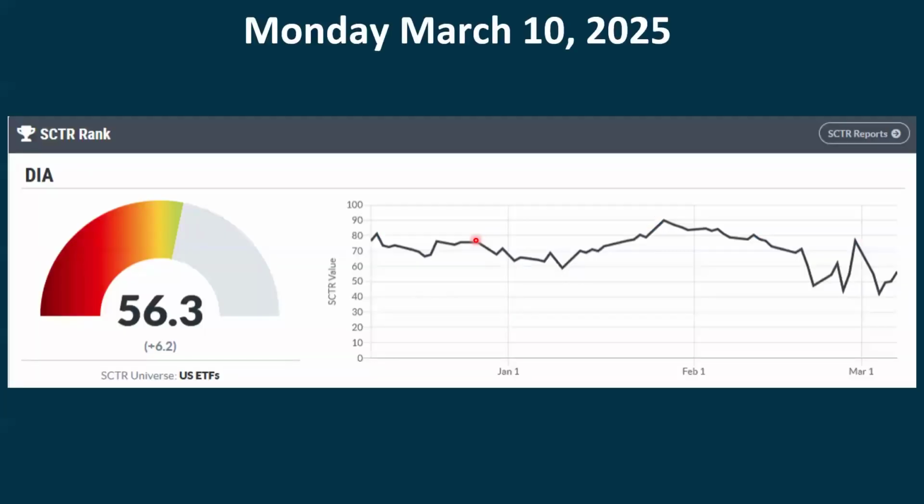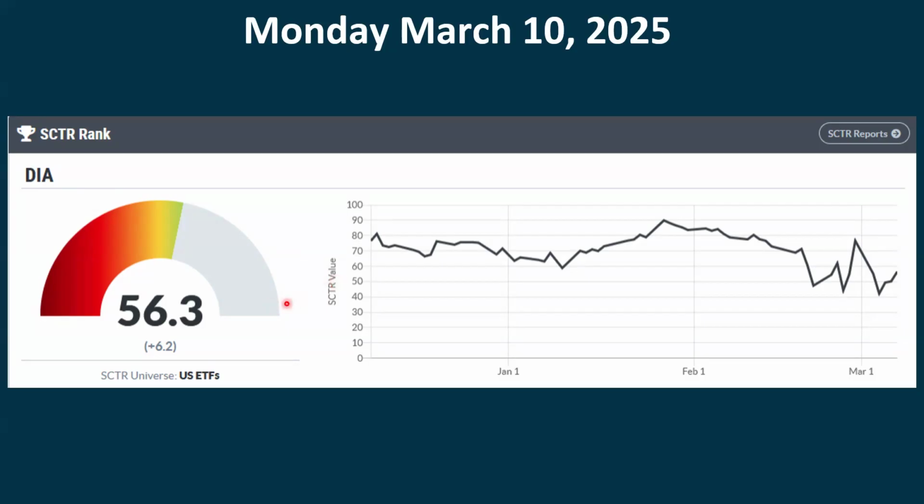None of them are looking all that good, but coming in first place this week is the Dow. This is the Diamonds, which is the ETF for the Dow. And when we're really strong, we'll get scores up into the 90s. I look for high 80s, low 90s as a good technical score.